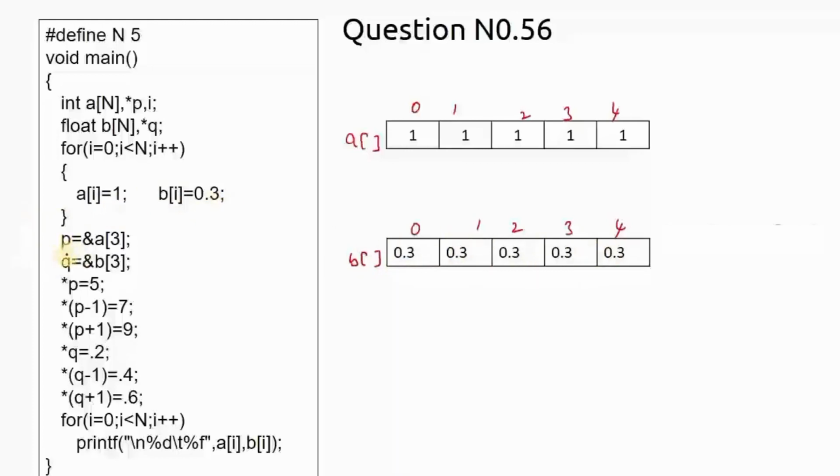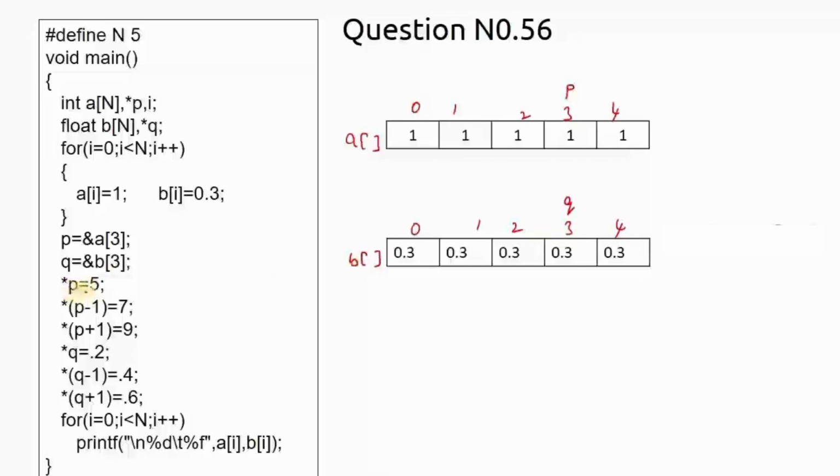Now here you can see the pointer p. What you are assigning to pointer p is the address of a of 3. Where is a of 3? Here. So this address you are assigning, that means now your pointer p is in this location. And q equals ampersand b of 3. So where is b of 3? Here. So your q pointer is in this location right now.